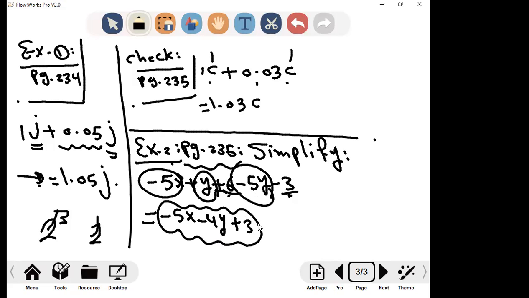Can I do more? No. Do we have like terms here? X, Y, number. They have nothing to do with each other, right? Can we do more? No. So what do we call this expression? The simplest form of this one. Done? Yes.